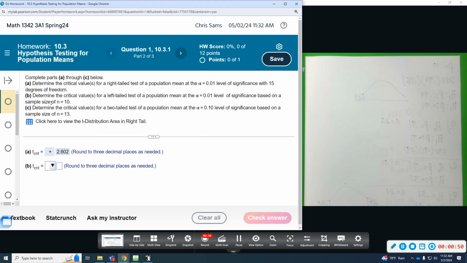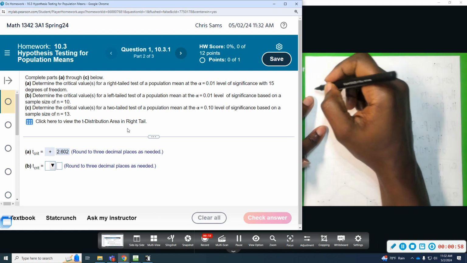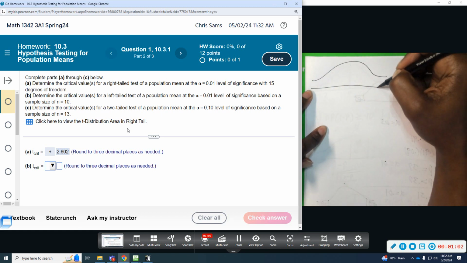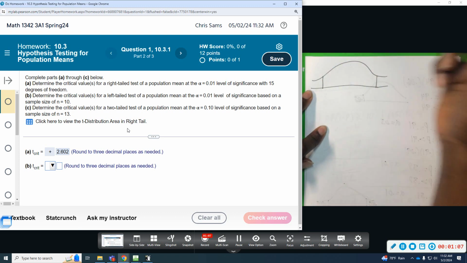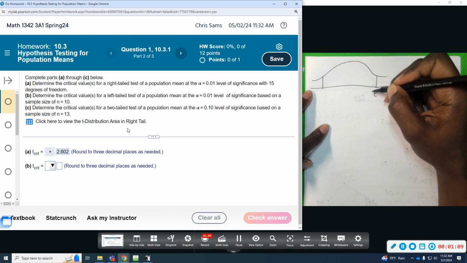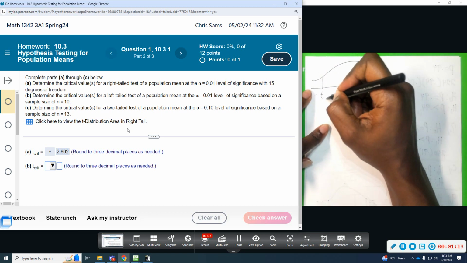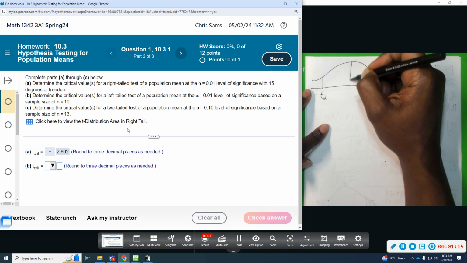All right, when we do the area in the left, we have to remember symmetry. So this table has symmetry. Whatever, if I want the area to the left, know that that is equal to the area to the right. This would give us a positive value. This would give us a negative value, but the number would be the same.